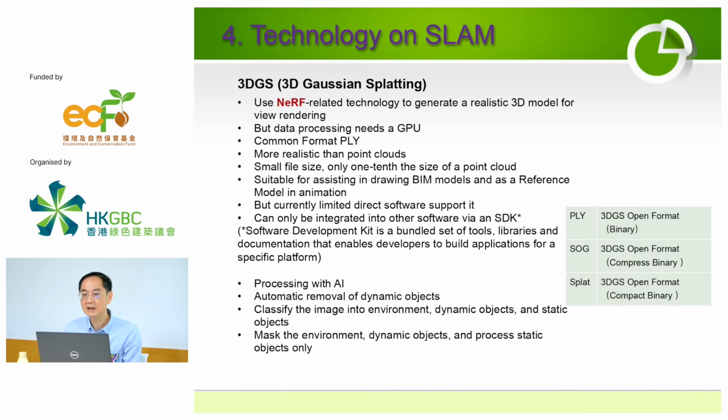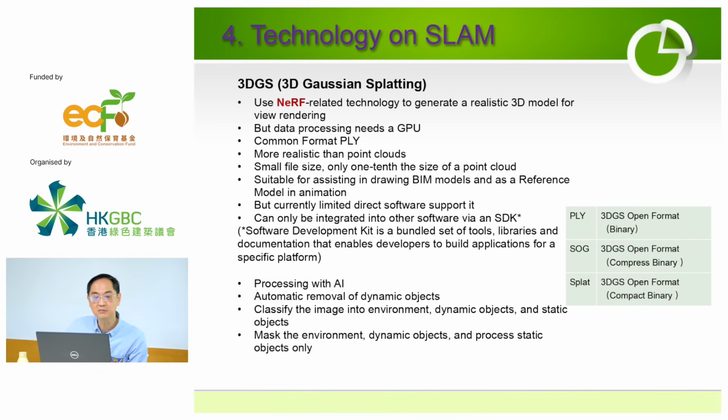So the PLY actually is coming from the 3D-GS open format. As I said, the binary, okay, XB. And the 3D-GS open format is the SOG. And the splat, Gaussian splat is open format, compact binary. So with this technology, it can help us to process with AI.